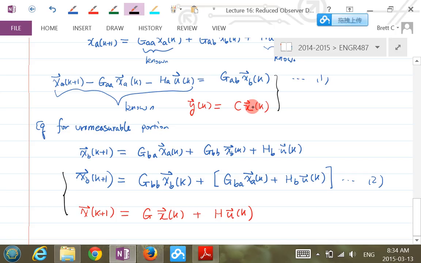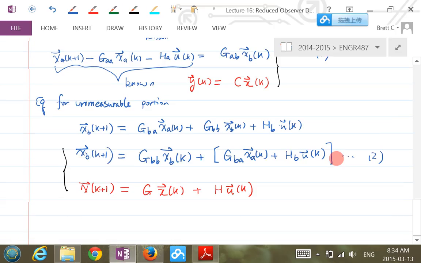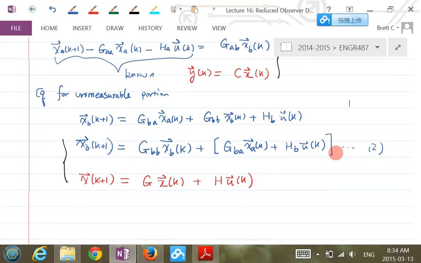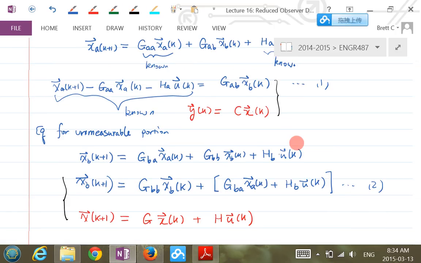Because if you recall, how did you design your full order observer? You designed your full order observer based on these two red ones. Now you're not designing the full order observer, you're designing a reduced order observer. And you're supposed to use this reduced order observer to observe which quantity? XB here. And just like the full order observer is designed to observe which quantity? The X. See what I'm saying?